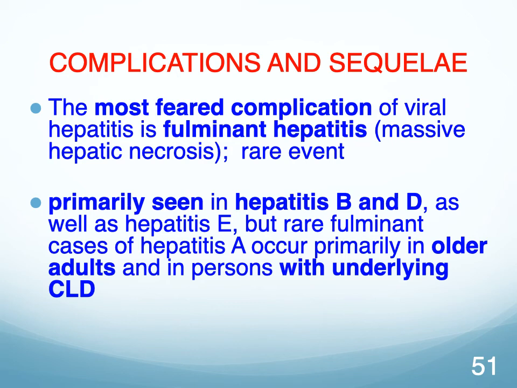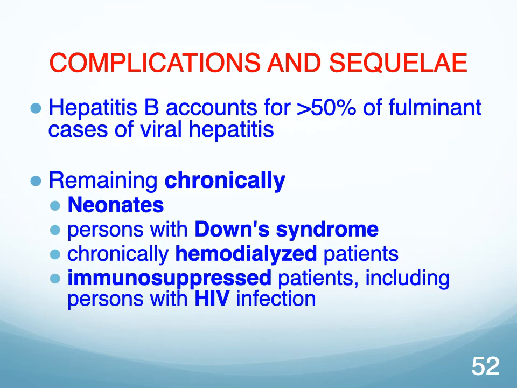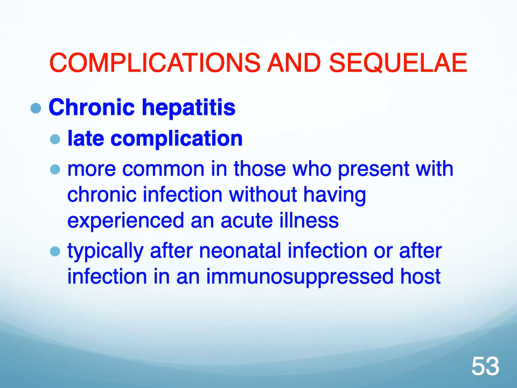Patients with comorbidities are almost always the special group of patients that you have to give special attention to. Hepatitis B accounts for more than 50% of fulminant hepatitis, and the remaining at risk are the neonates, patients with Down syndrome, patients on hemodialysis, and patients with HIV. Chronicity is a late complication of hepatitis. Only hepatitis B and C are among the hepatitis that proceed to chronicity.